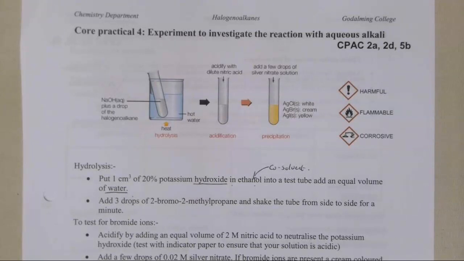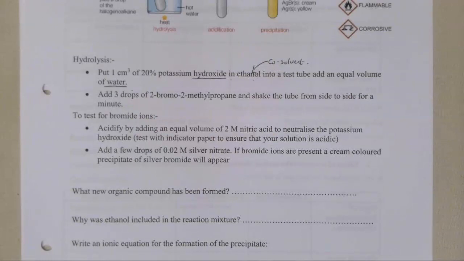So what we're going to do is we're going to test for the bromide ions. And we're going to do this by acidifying it. That will get rid of any hydroxide ions. If we didn't do that, the silver could react to form silver hydroxide, which would also appear as a precipitate. So we need to acidify it to remove any excess hydroxide ions. Then we can add the silver nitrate. If it's worked, if bromide ions are present, we will get a cream-coloured precipitate of silver bromide.